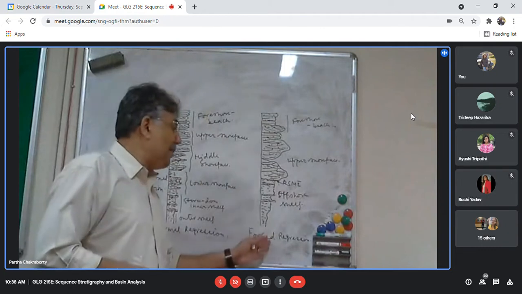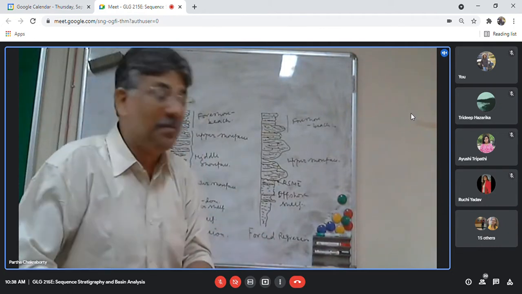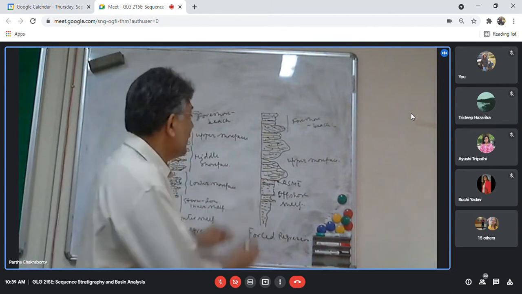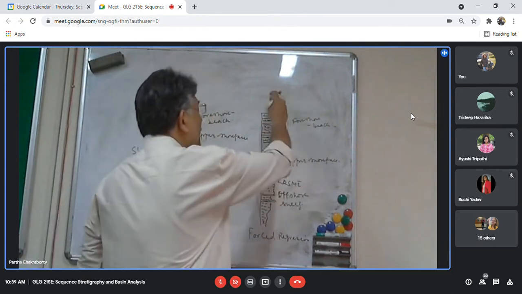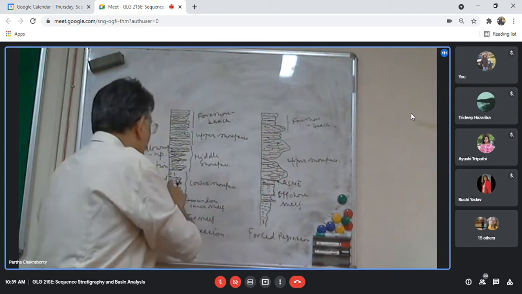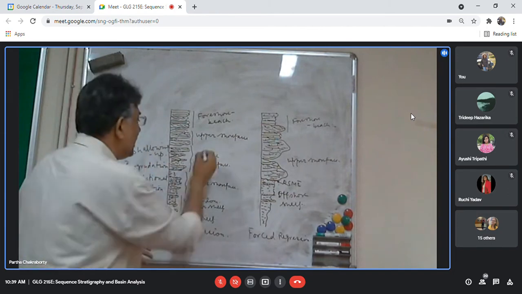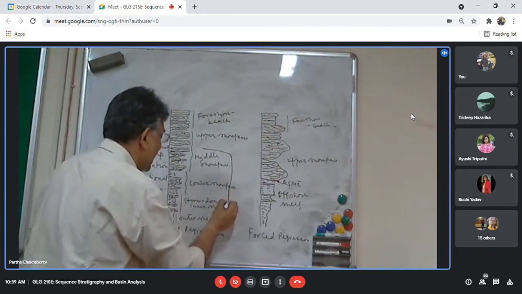But what will happen in the forced regression? There is actually a base level fall. So what is happening is that your upper shoreface, foreshore beach sediment has come right onto the offshore shelf, and thereby it has totally obliterated the middle shoreface, lower shoreface, and the inner shelf.